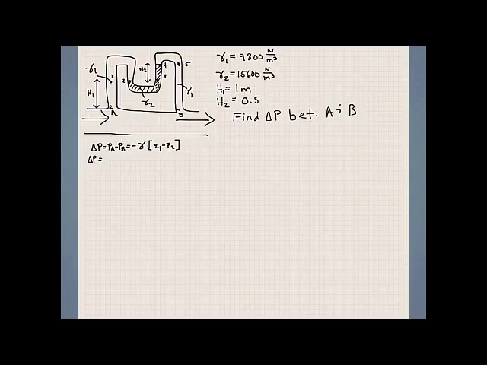Now from point A to point 1 that's designated in this figure, we have a height of H1. So let me go ahead and write that. So we have between point A and point 1, a fluid that has a specific weight of some value. We'll call it gamma 1. And we have a height difference.